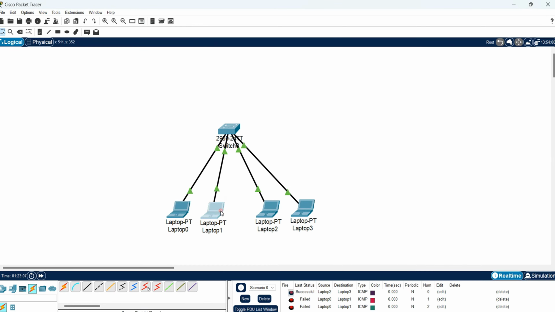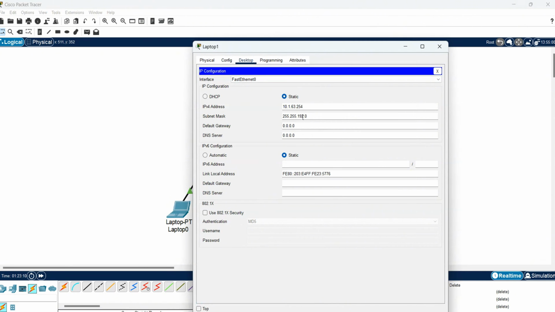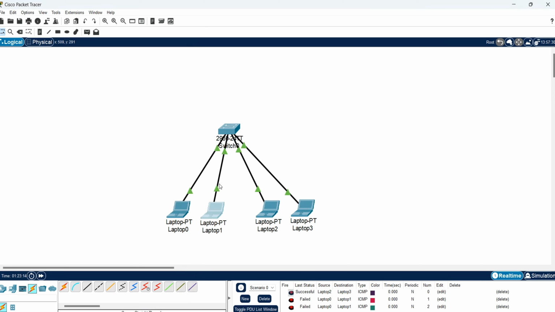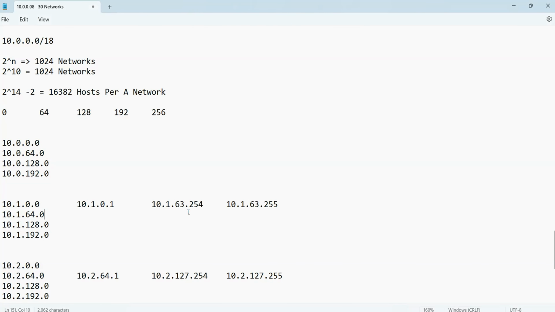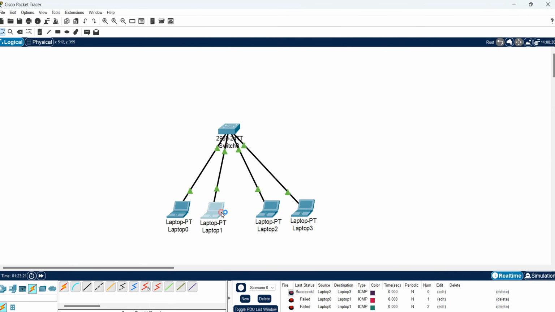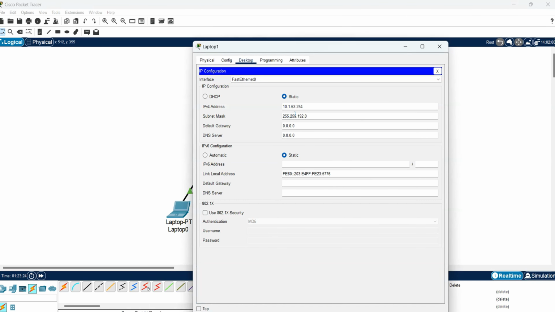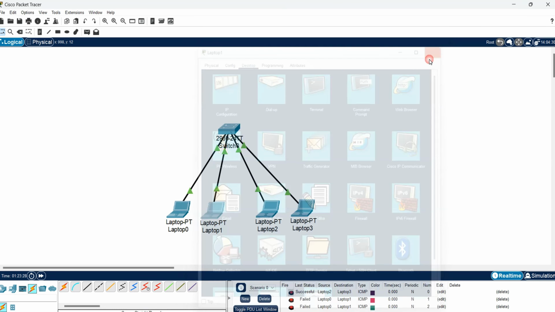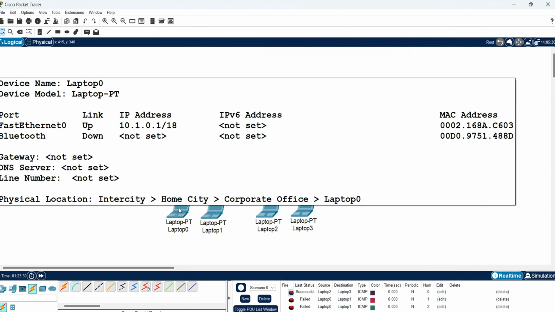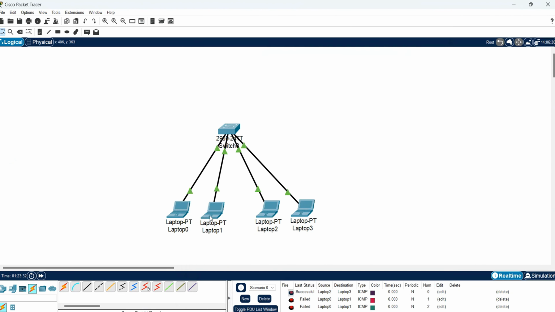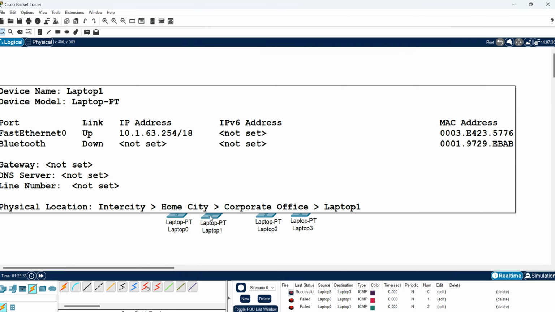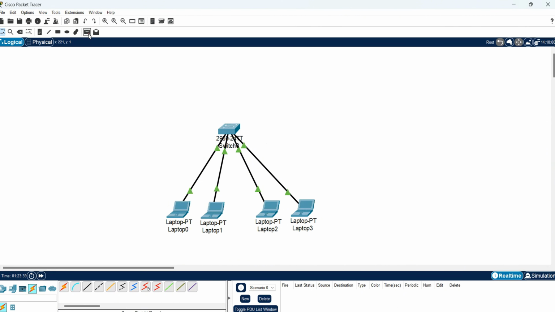10.1.0.1. And what's this one? 10.1.63. Okay, the subnet mask is good. 10.1.0.1 and 10.163.254. What's the problem, guys? What is the problem? 10.163.254. I don't see a problem here. 10.1.0.1 slash 18, 10.1.63.254 slash 18. Let me delete these and try again.